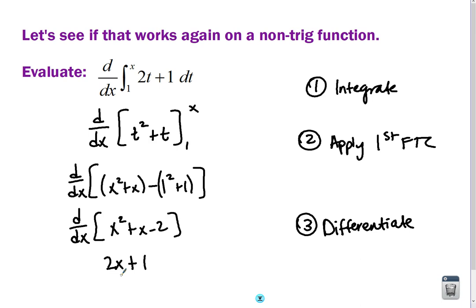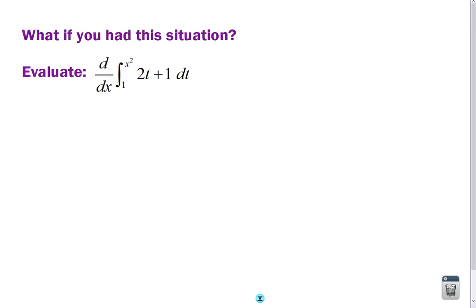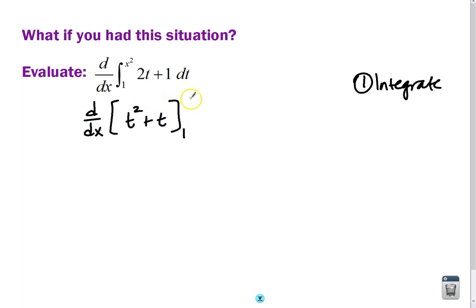That's curious. That's the same thing that happened on the trig function. Okay, let's keep going here. Surely that's a fluke. Maybe. Let's make it a little bit trickier. What if I had the integral from 1 to x squared of 2t? Let's see if that works out the exact same way. The first thing we did a minute ago was integrate, so we're going to do that again. We're going to have d dx of t squared plus t from 1 now to x squared. That's what's going to be different about it.